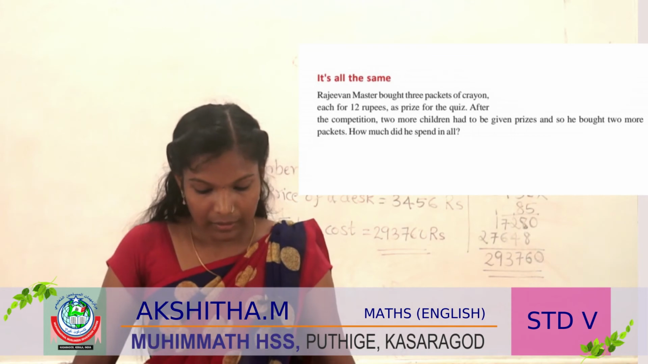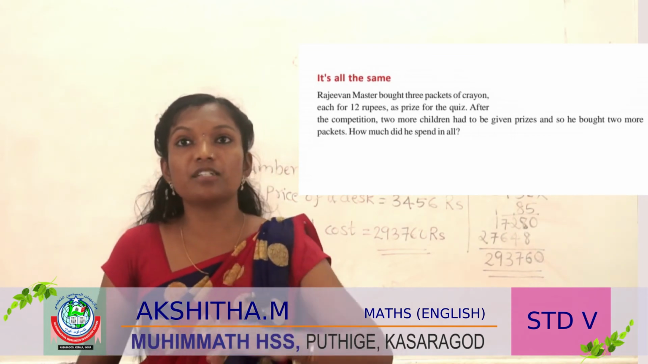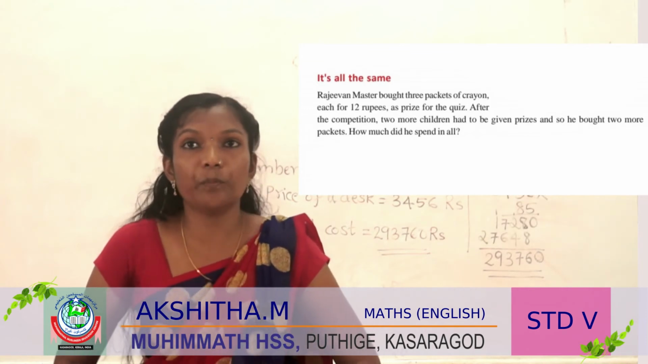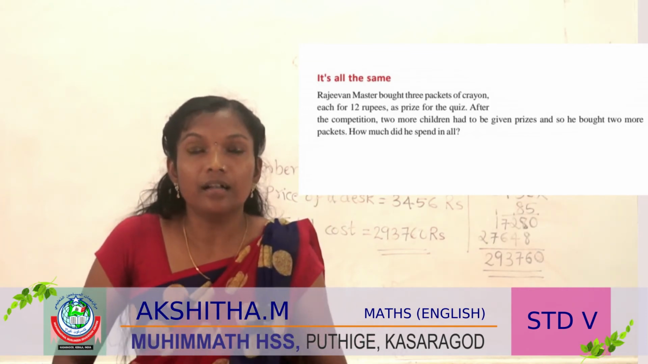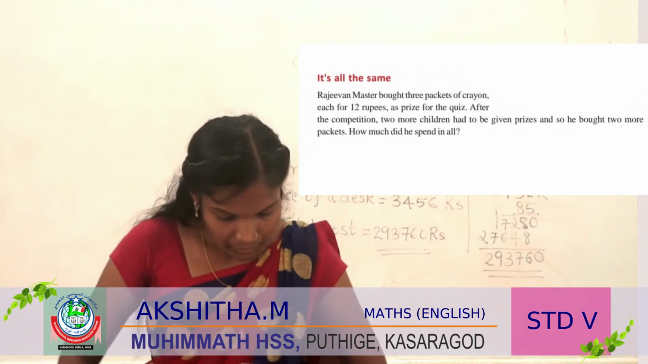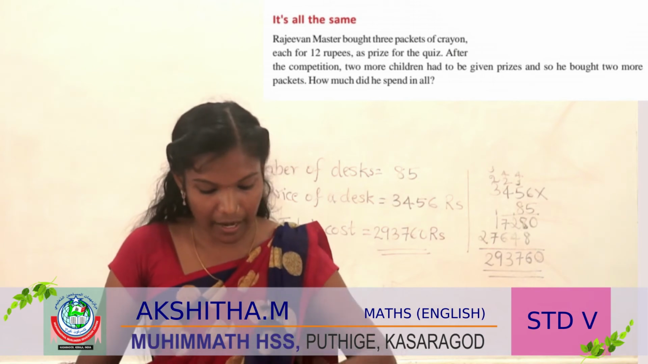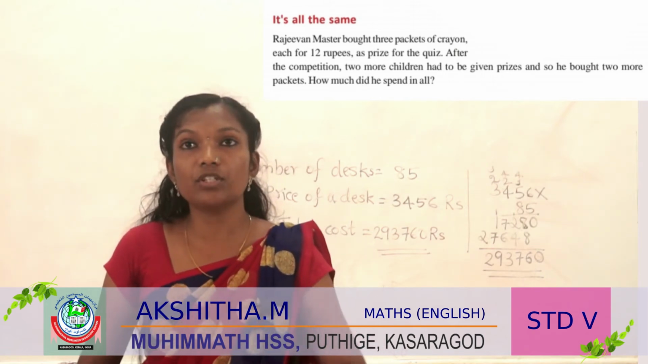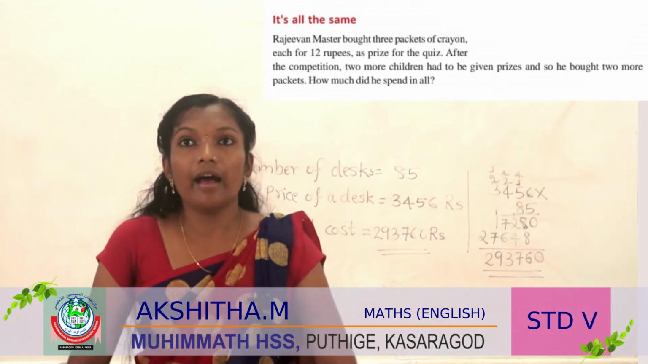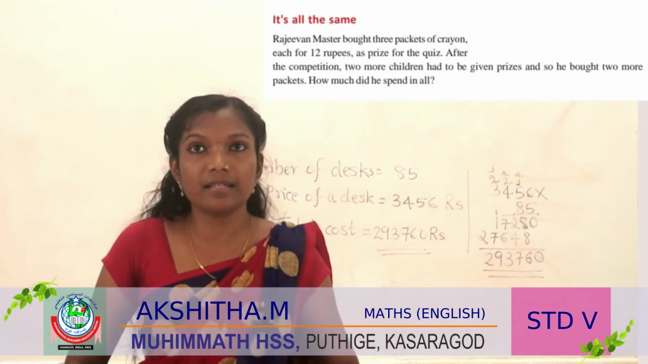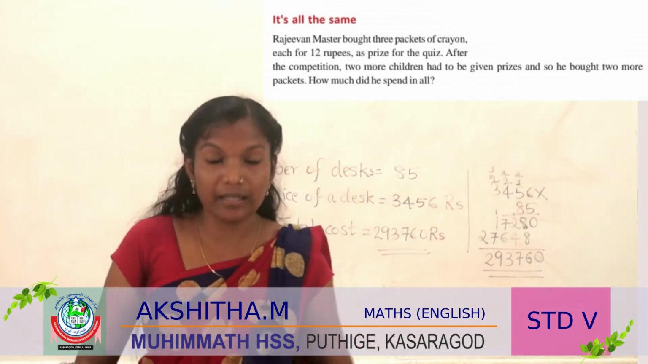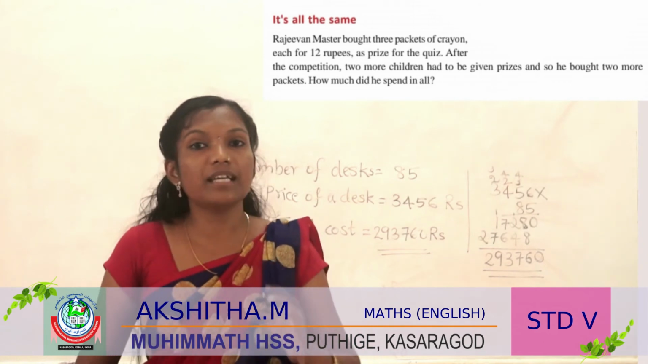Rajivan Master bought 3 packets of crayons, each for 12 rupees, as prizes for the quiz. After the competition, 2 more children had to be given prizes, and he bought 2 more packets again. How much did he spend in all? That is the question.